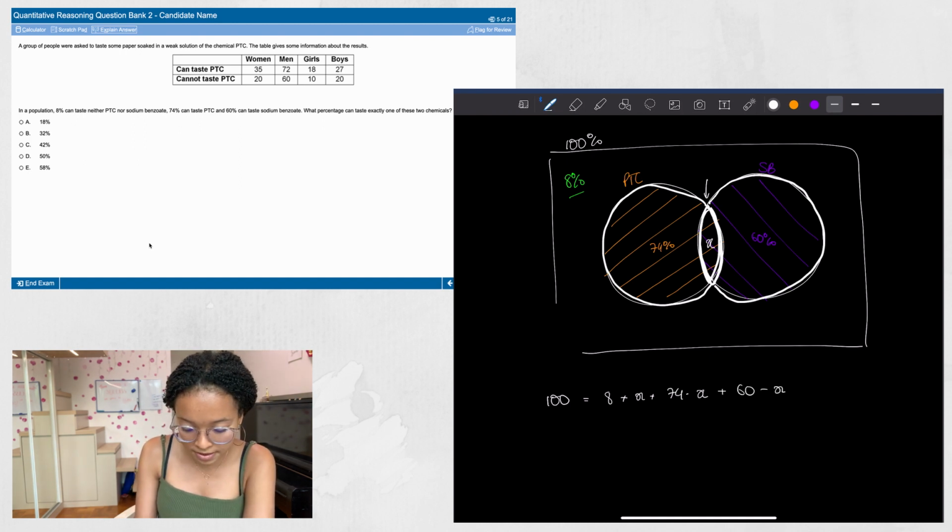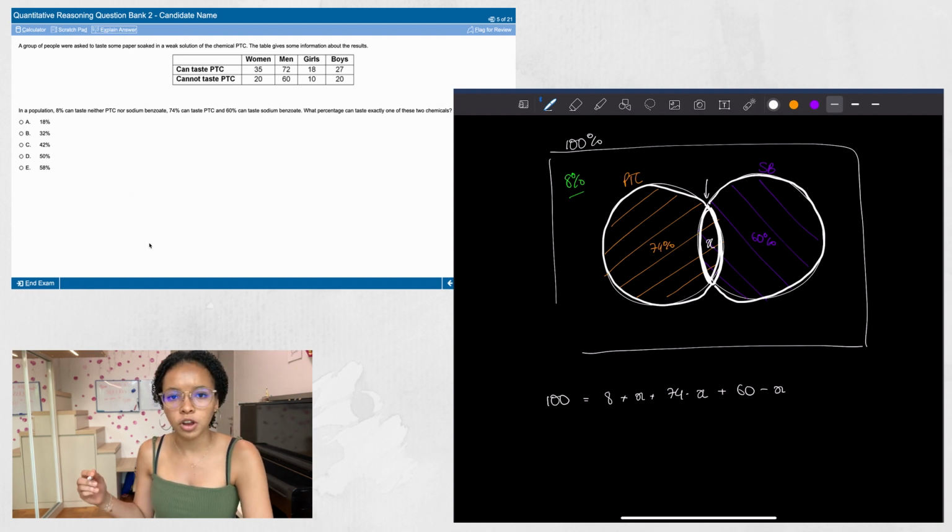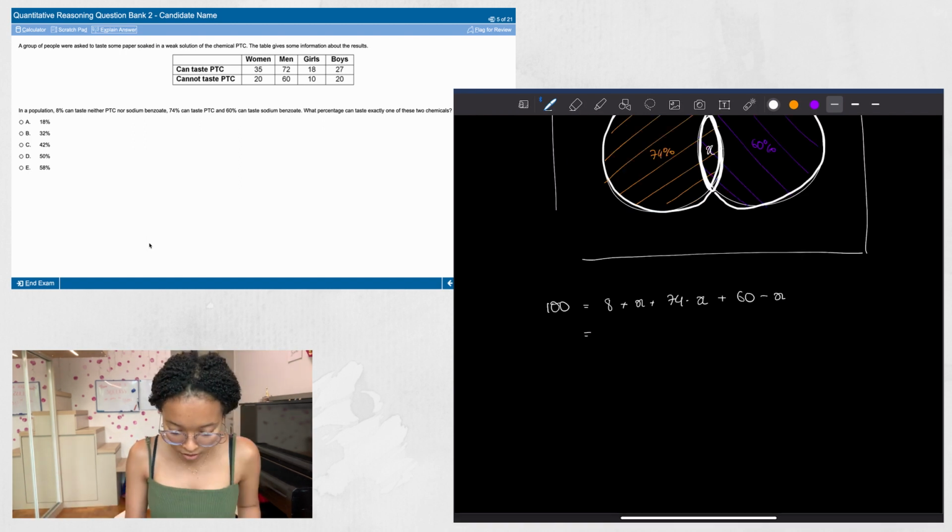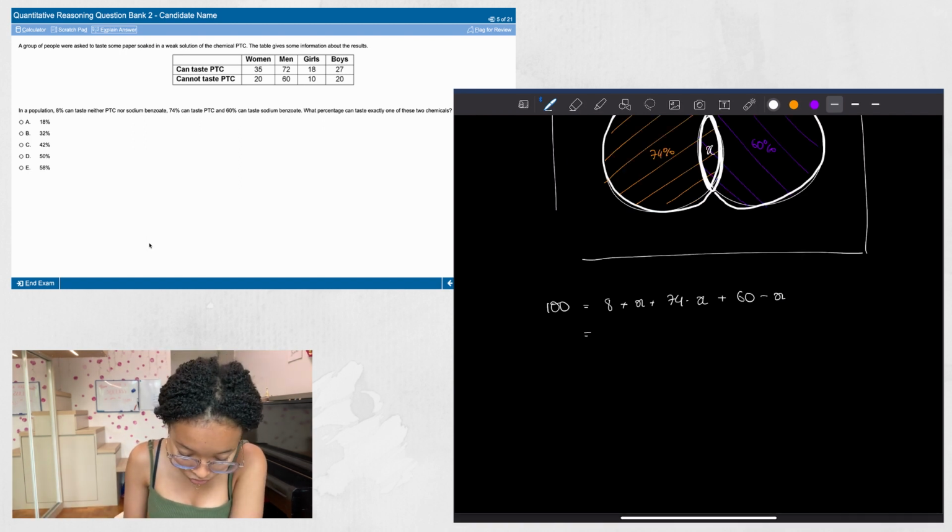It's because the people that can taste PTC also include the people that can taste both, and the people that can taste SB also include the people that can taste both. So we have to take them off, or else we're going to have a number that's over 100%, and we don't want that. So now that we have this, let's do the calculation.